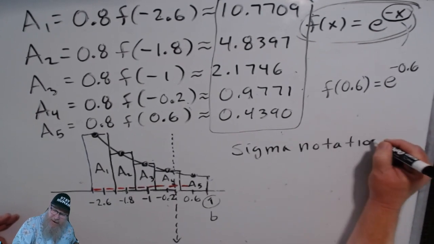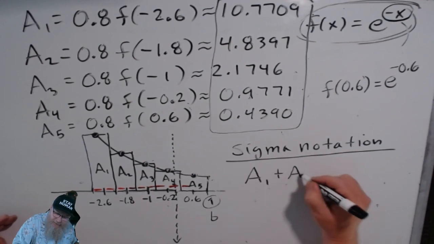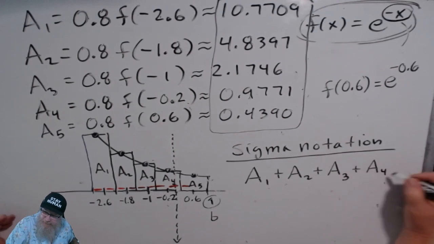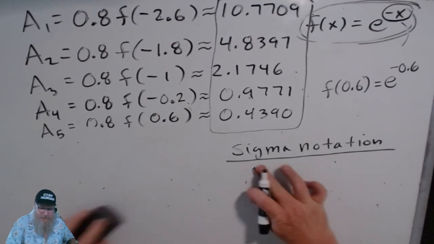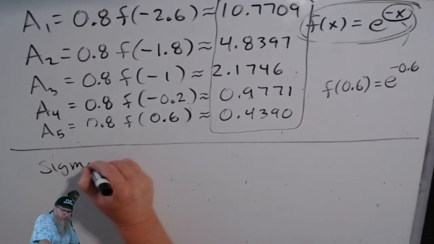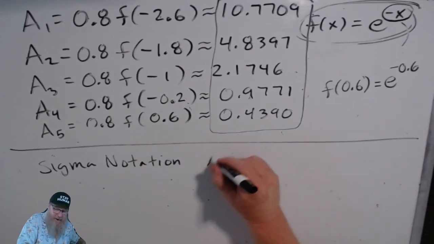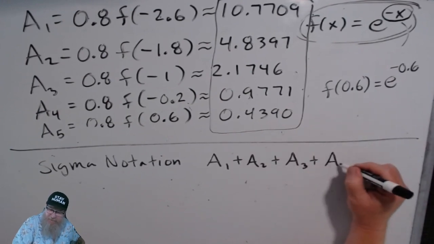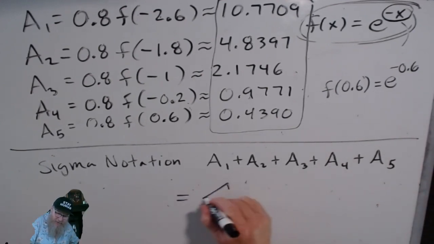I'll start using that now. It's a fancy way to say add a bunch of numbers together. I didn't give myself enough room. I'll write it over here. Sigma notation. A1 plus A2 plus A3 plus A4 plus A5 is equal to sigma.